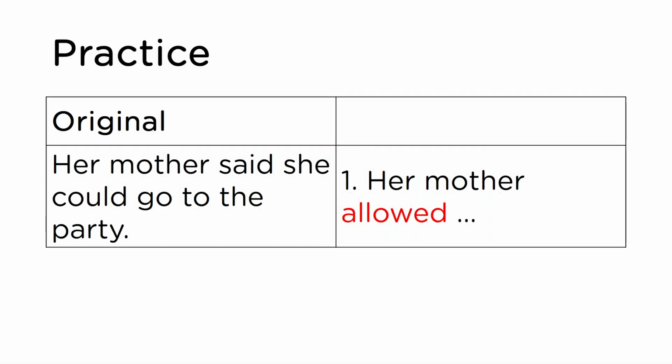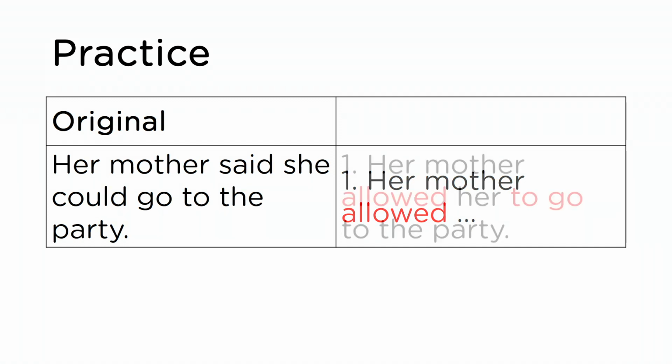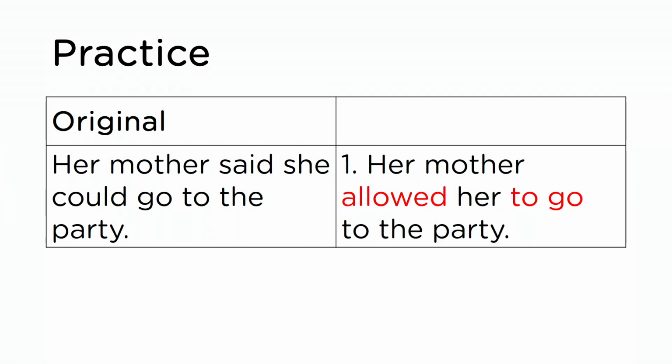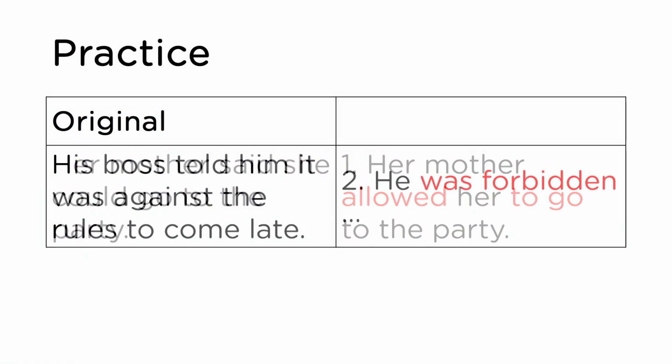Now our first one, hopefully not too difficult. The original sentence is, her mother said she could go to the party, right? So remember, if something is okay, you're using that verb allowed. So her mother allowed her to go to the party. Good. All right. Let's take a look at our second example, slightly more difficult.